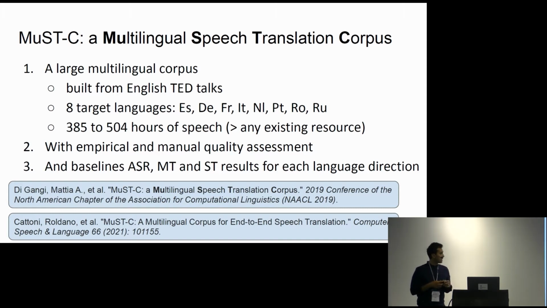The data were collected using the transcripts and the translations that are provided by volunteers on the TED website, and we ran some filtering to ensure high quality of the data. Then there is also a second version of MuST-C that expands the corpus to 6 more Asian languages.